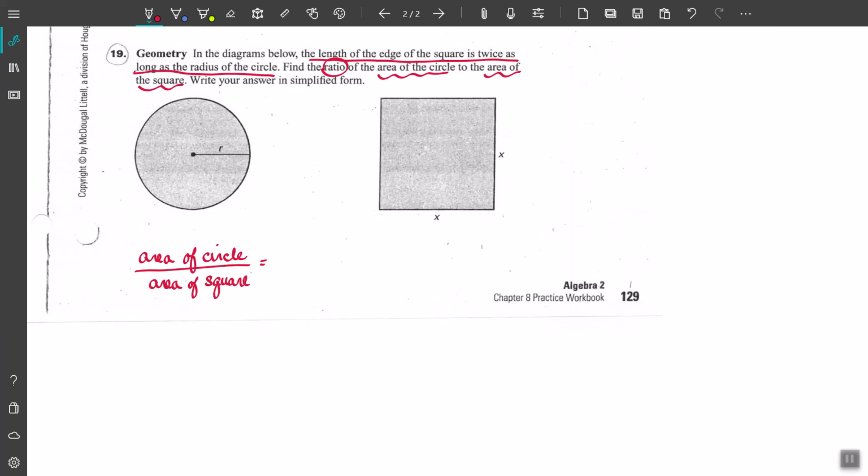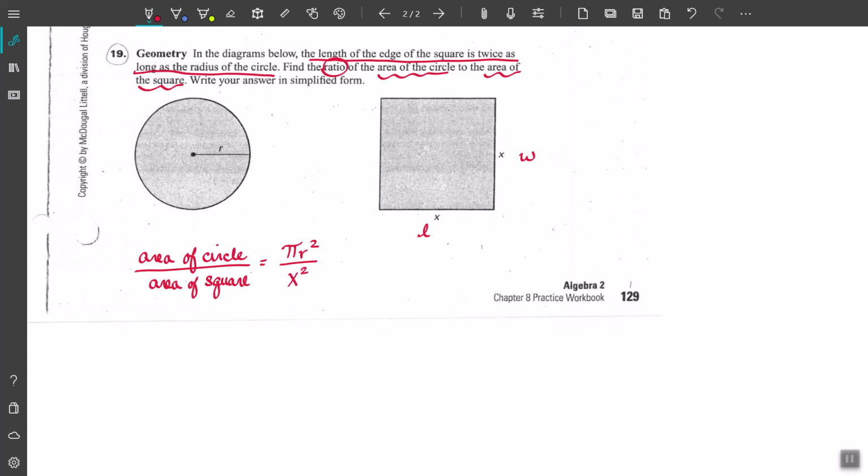Now I can focus on remembering the formulas. So my area of a circle is pi r squared. So I'm going to write that over the area of a square. Now, we know the area of the square is the length times the width. In this case, we've got our length here, and we have our width here. And so if we multiply the two of those together, since they gave them the variable of x, then I can just write x squared.